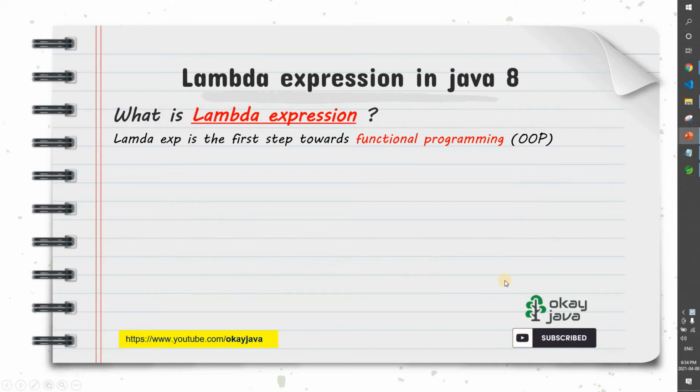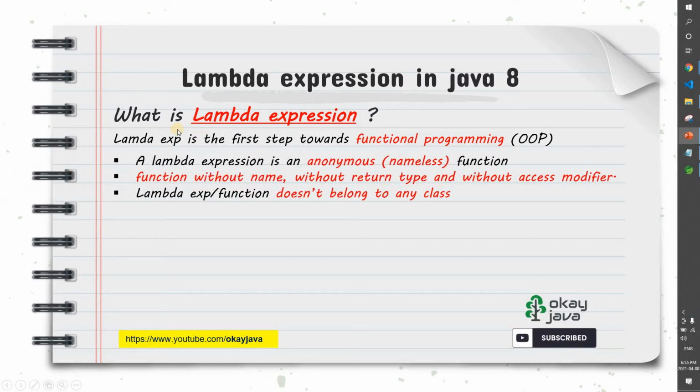Now the very first question is, what is lambda expression? As you know, Java is an object oriented programming language, but lambda expression is the first step towards functional programming. So what is functional programming? That we'll see in one of the videos.